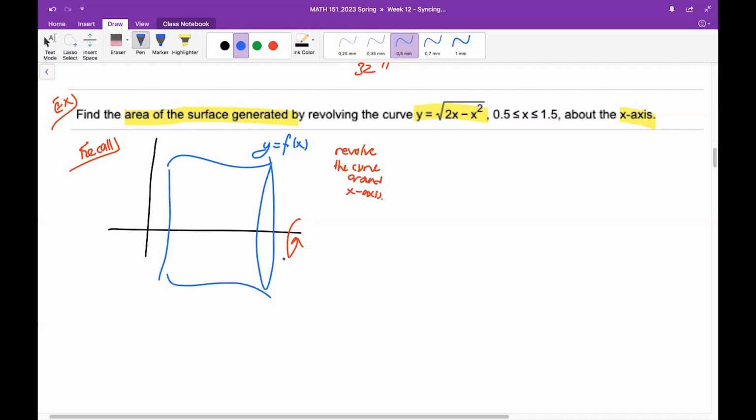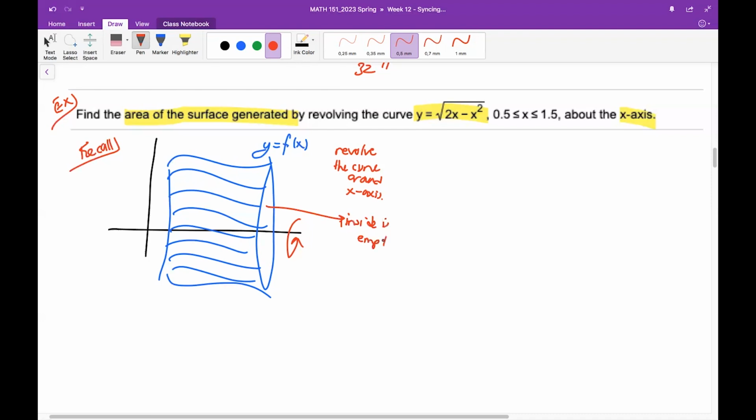Something like this will happen if you revolve it around the x-axis. You need to draw the very same curve infinitely many times, right? While doing the revolution. So here, the inside is empty, right? Inside is empty. We are just revolving the curve, not the region under it.